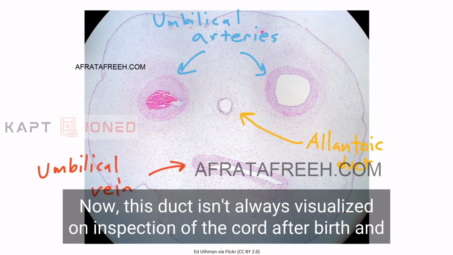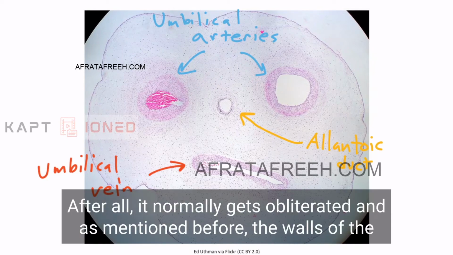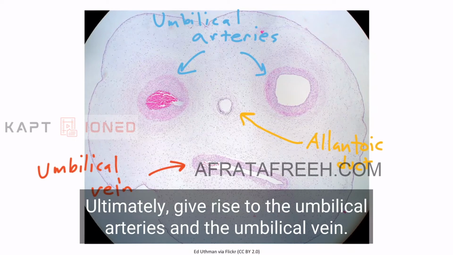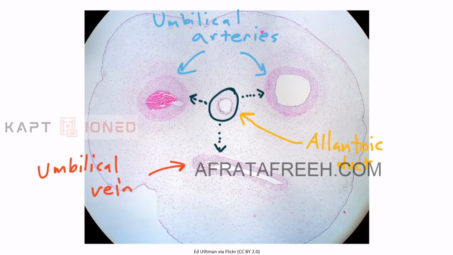Now this duct isn't always visualized on inspection of the cord after birth, and that's fine. After all, it normally gets obliterated. And as mentioned before, the walls of the allantois ultimately give rise to the umbilical arteries and the umbilical vein.